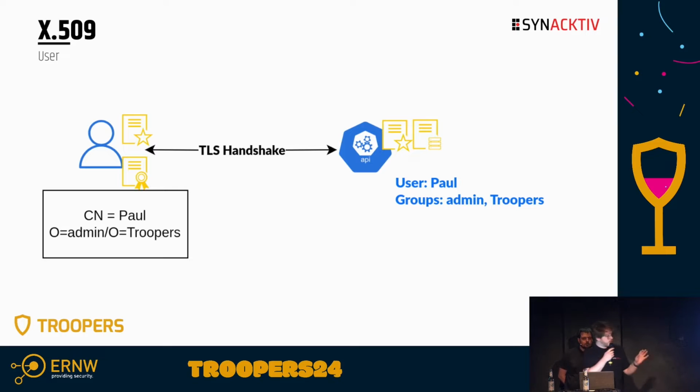As I said earlier, normal users are not stored inside the cluster, so all of their identifying information is in the certificate in this case. And it is as simple as: the common name will be used for the username, and the different organization attributes will be used for the groups. So in this example, I will be logging in as Paul in the groups admin and troopers.